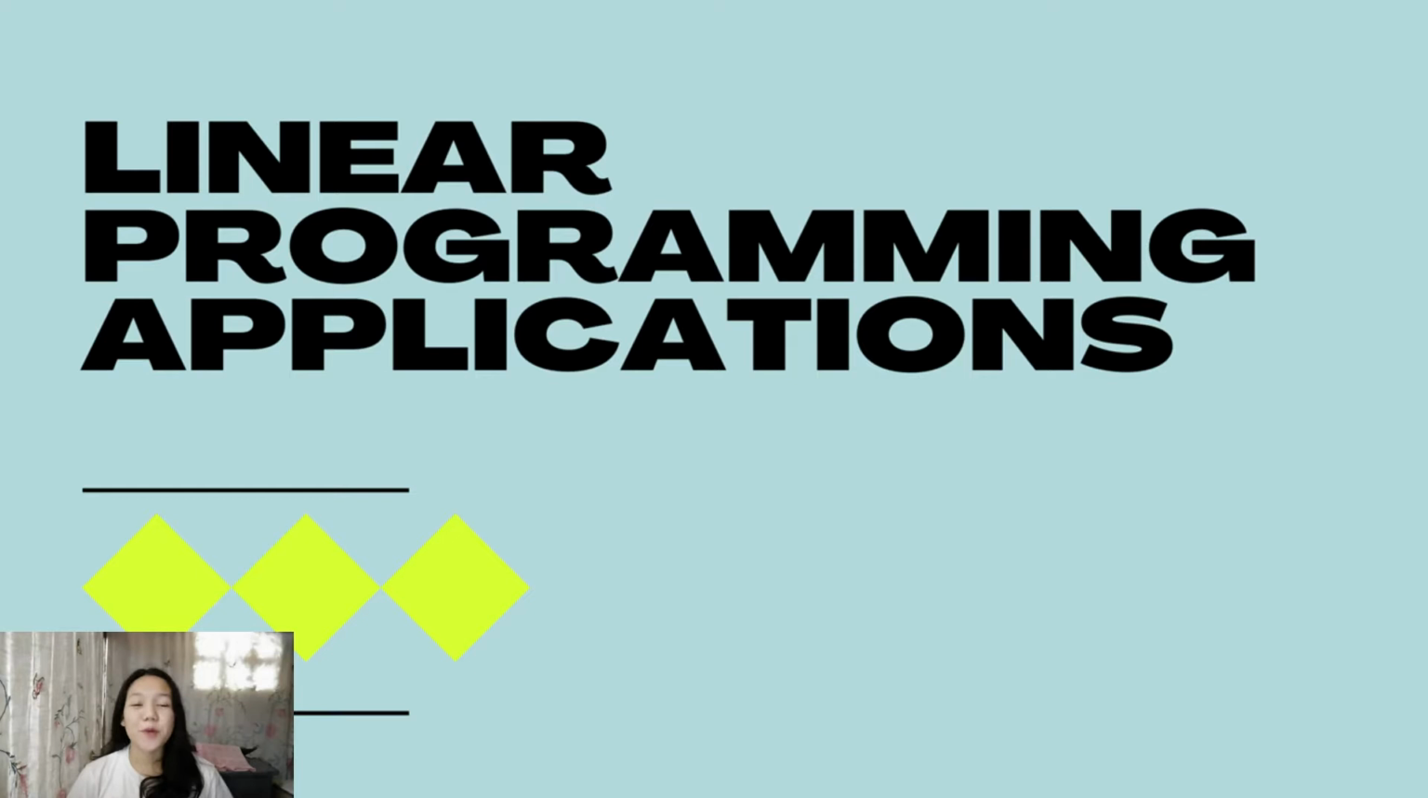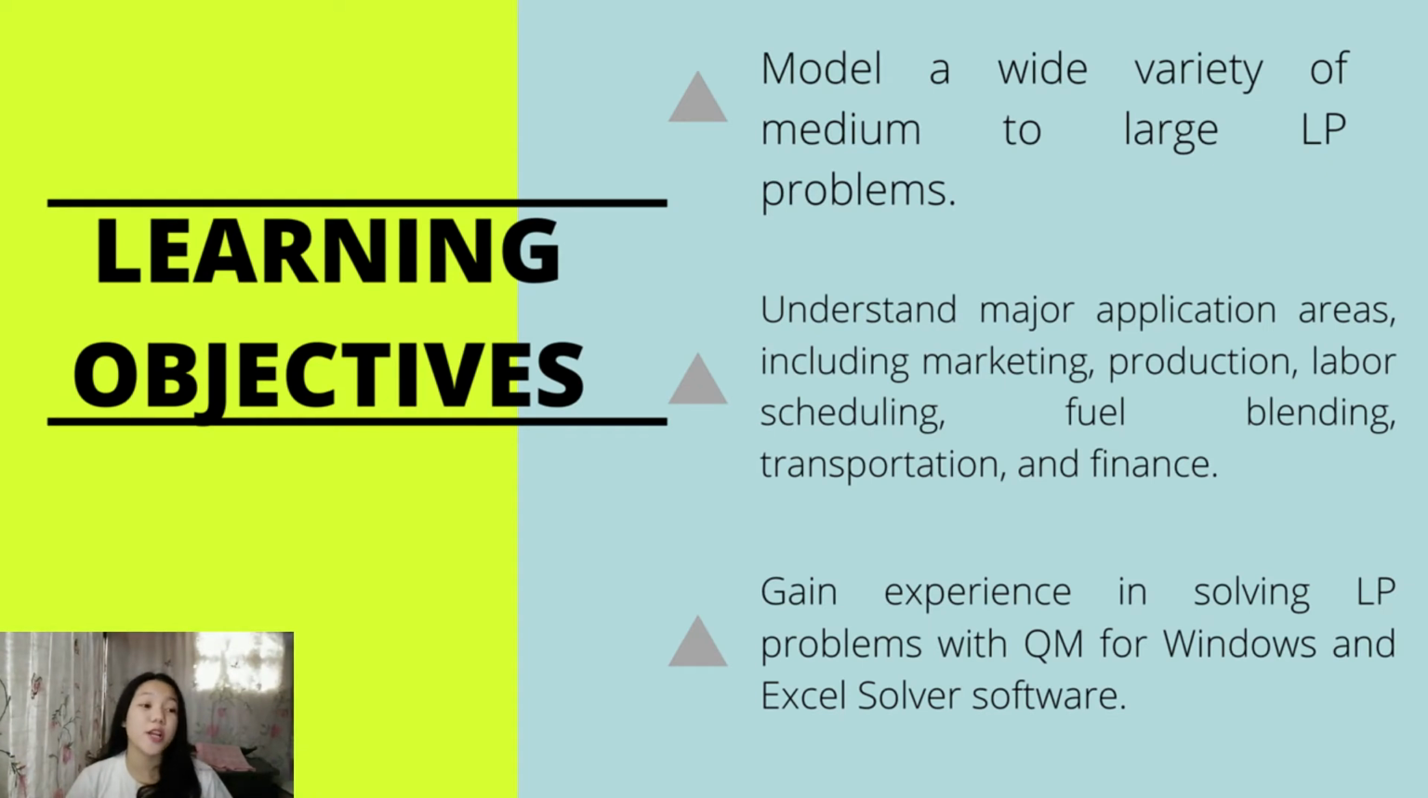So, good morning everyone, and today we're going to discuss Chapter 8 with regards to linear programming applications. And we have here our objectives. Our objectives are to model a wide variety of medium to large linear problems, to understand the major application areas including marketing, production, labor scheduling, fuel blending, transportation, and finance, and for the third objective, to gain experience in solving linear programming problems with QM for Windows or the Excel Solver software.